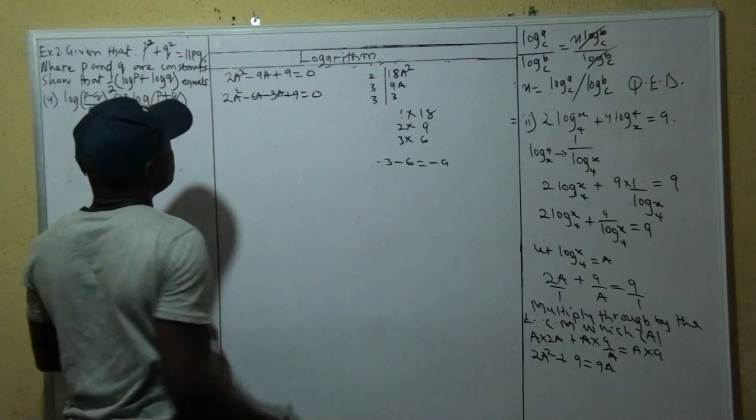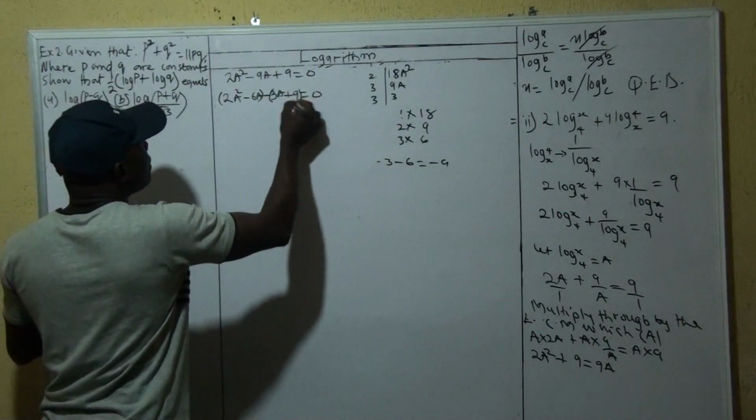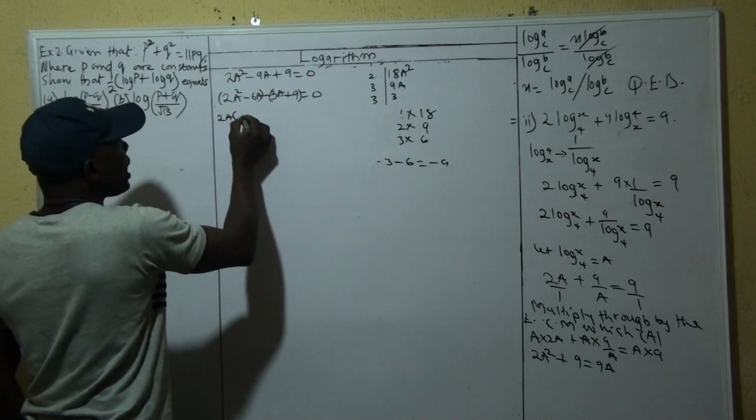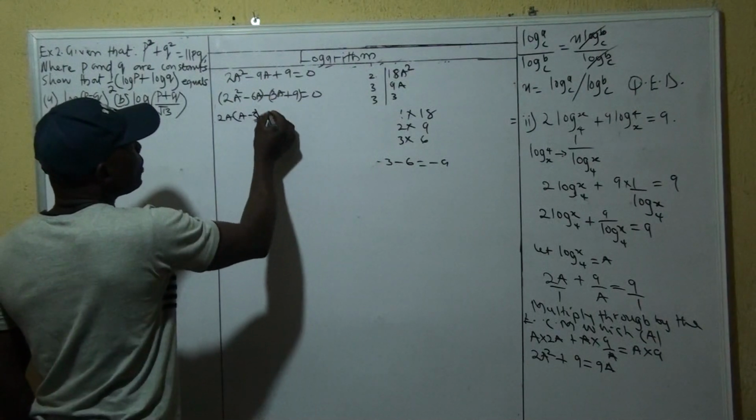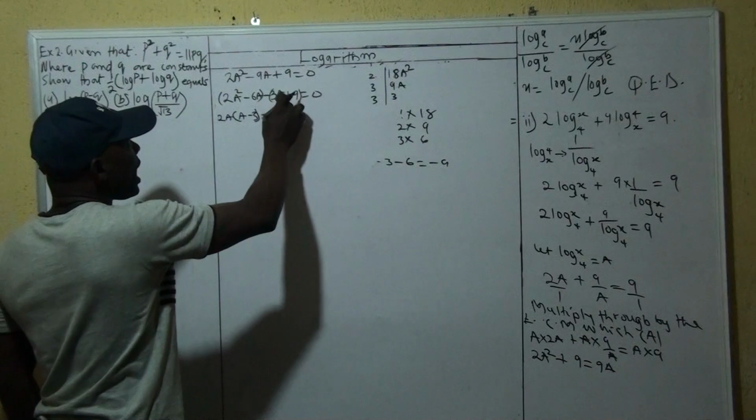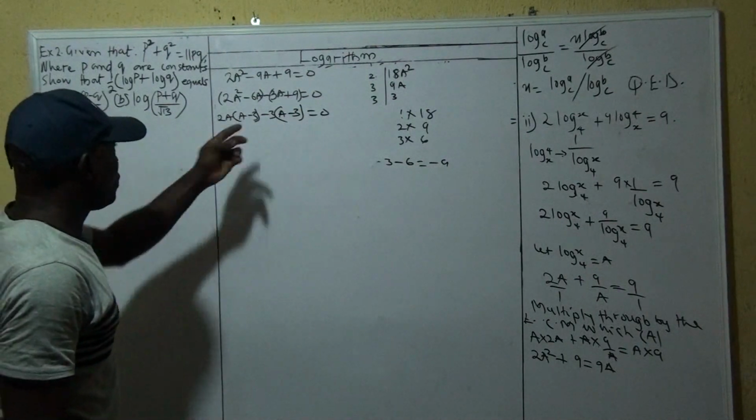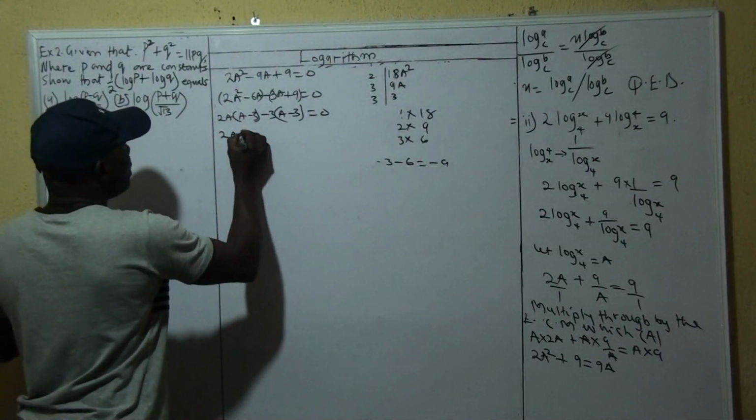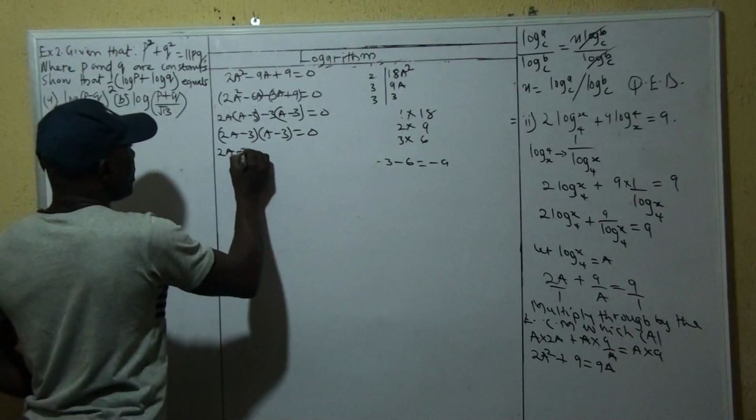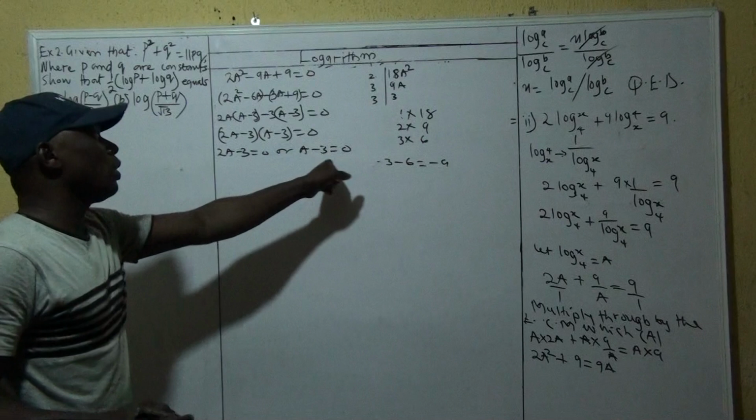Then we put a bracket here and demarcate them into two. The common factor between 2a squared and 6a is 2a, so we have 2a(a minus 3). The common factor between minus 3a and plus 9 is minus 3, giving minus 3(a minus 3) equals 0. You see these two brackets are the same. So we have (2a minus 3)(a minus 3) equals 0, which means either 2a minus 3 equals 0 or a minus 3 equals 0.